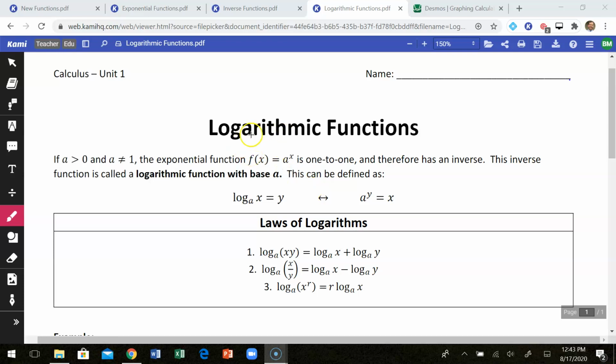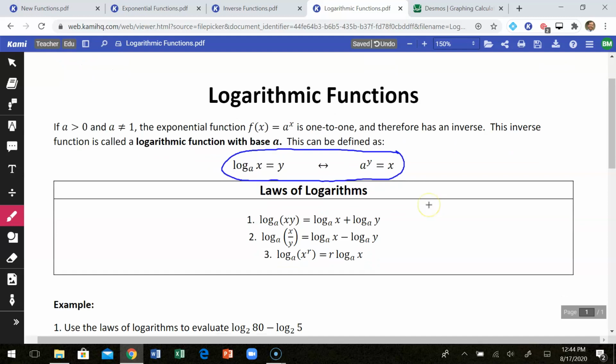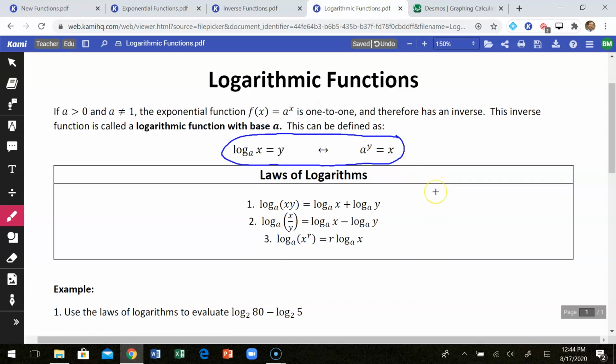In this video we'll talk about specifically logarithmic functions. This is the important part of what a logarithm is, how a logarithm is defined, and that is that if you have log base a of x equals y, that means a to the power y is equal to x. Again, this is an inverse of an exponential function where we have a function that's considered to be one-to-one, therefore we get a logarithmic function as the inverse.